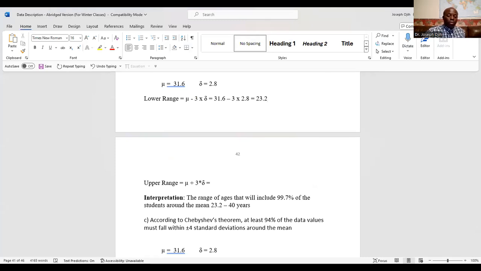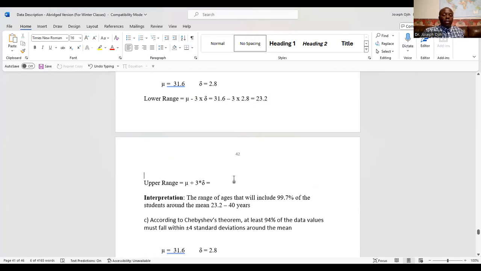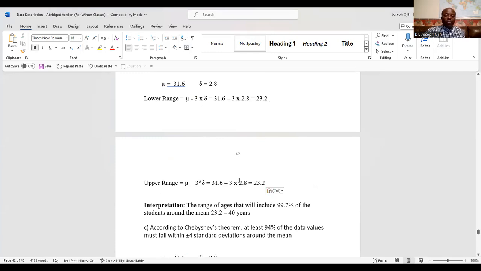23.2 years. Okay. Now we'll repeat the same process for the upper range. I said that this time around we use the plus sign. So I'm going to just copy this and put it right here, and then change the minus sign to a plus sign. Okay, so we can get a different answer.